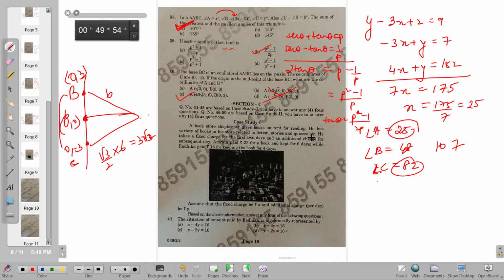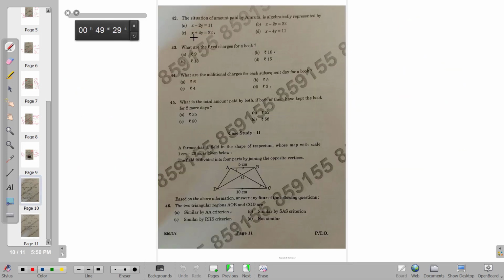Let me read further. He takes a fixed charge for the first 2 days, an additional charge for the subsequent days. So kept for 6 days means only fixed charge for the first 2 days. For the next 4 days, he will be paying Y rupees. So X plus 4Y is 22. X plus 4Y is equal to 22. I don't have it here. Let me look at the next page. X plus 4Y equals 22 is coming here.